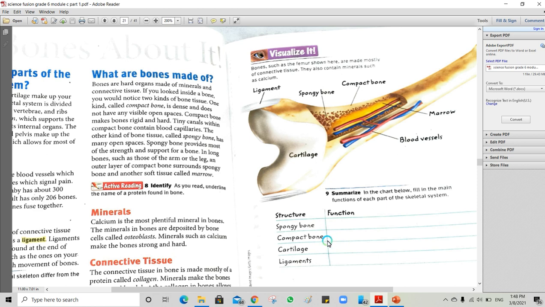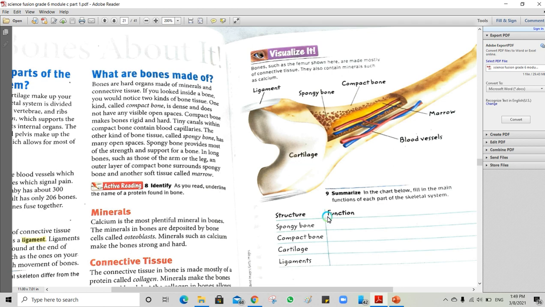See this part? Compact bone. Please write here: makes bones rigid and hard. Again, write this in the compact bone: makes bones rigid and hard. Okay, let's move to the spongy bone. We call it spongy because it has open spaces, but it provides the strength and support for a bone. So right here, write: provides strength and support for a bone.